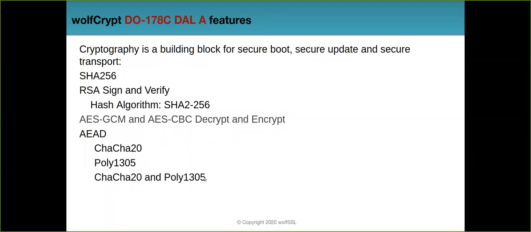In addition, for AEAD, which is authenticated encryption with associated data, similar to the functionality AES-GCM gives you, you've got ChaCha20 and Poly1305. ChaCha20 is for encryption, Poly1305 is for authentication. When you combine the two, you get authenticated encryption with associated data. In fact, I'll do a quick walkthrough of the certification data package for this AEAD product.